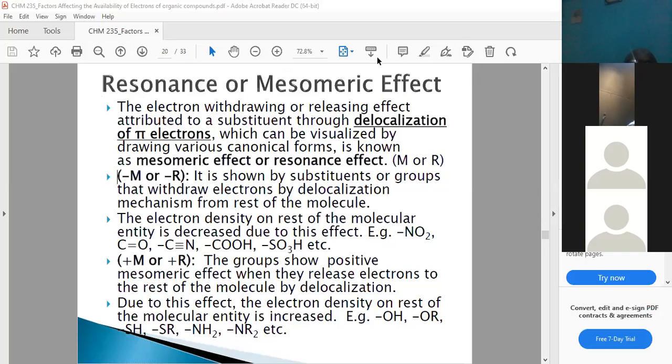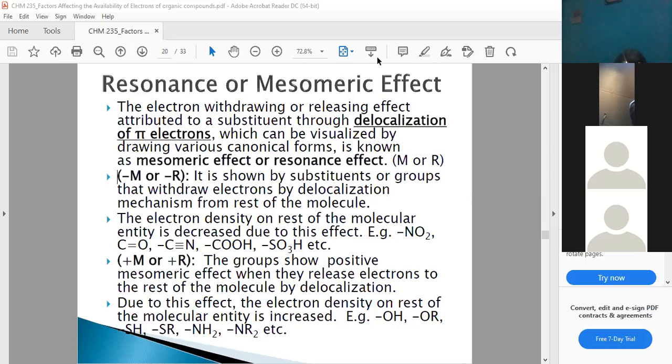The difference, or what makes resonance or mesomeric effect unique, is that, one, it involves pi electrons. Secondly, it involves the delocalization of pi electrons. This is what makes resonance or mesomeric effect unique. That is when you have the delocalization of pi electrons, in which case you can draw canonical structures for a particular molecule.